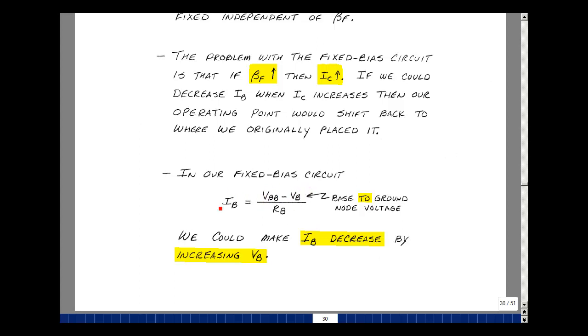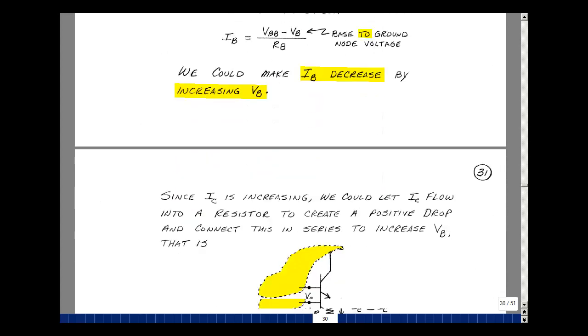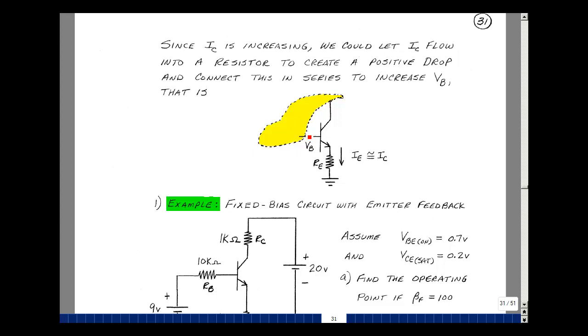If we could get I sub B to decrease when I sub C increases, one way to do that would be to try to increase the value of V sub B. We could do that by adding a resistor. We want to make V sub B increase when I sub C increases, because that's going to subtract from our battery, and that'll lower the base current. So by adding a resistor here, the current is equal to I sub B, but that's roughly the same as I sub C in the active region. This node voltage is equal to 0.7 plus the drop across here. So as I sub C increases, this increases, and then I sub B decreases. That should hold the operating point more stable than it was before.